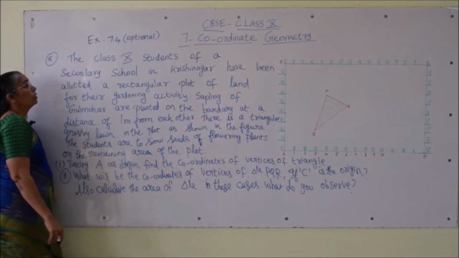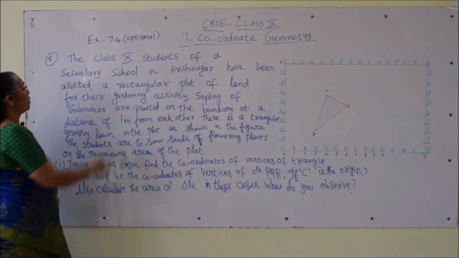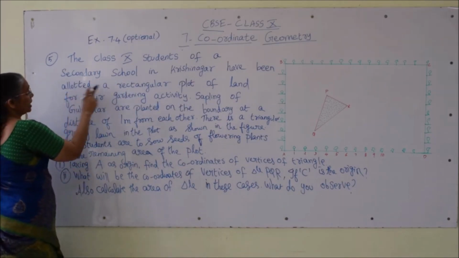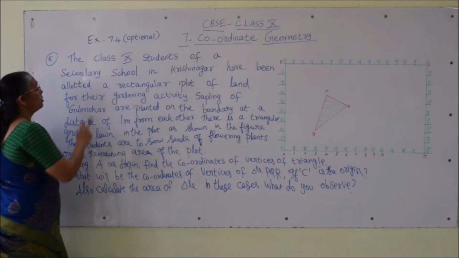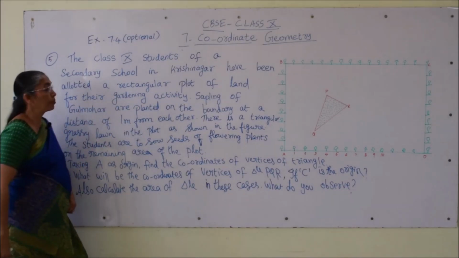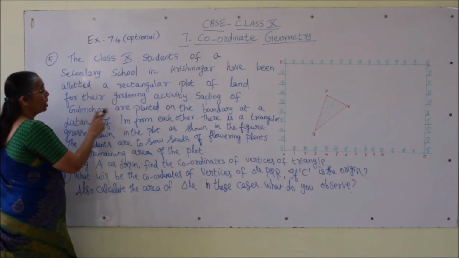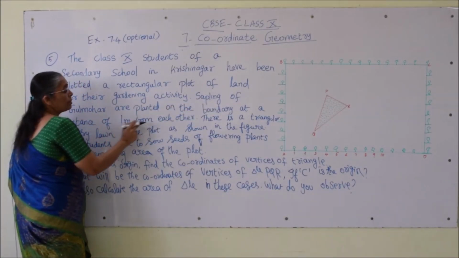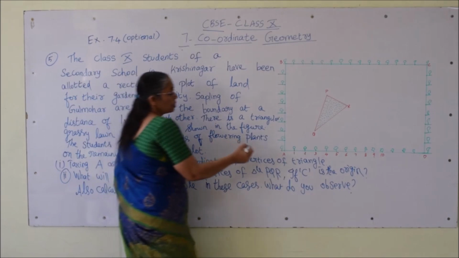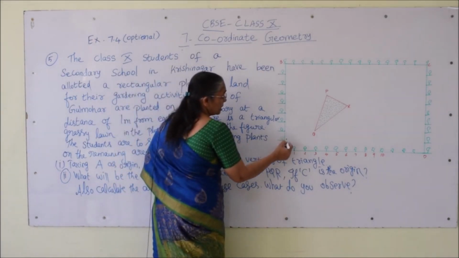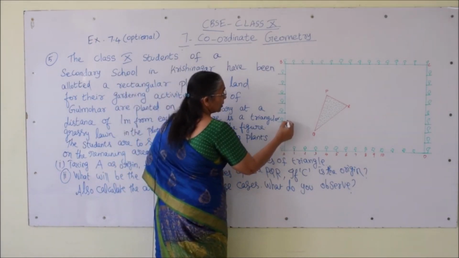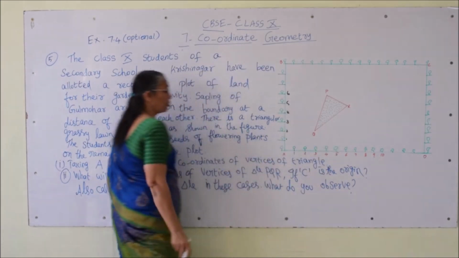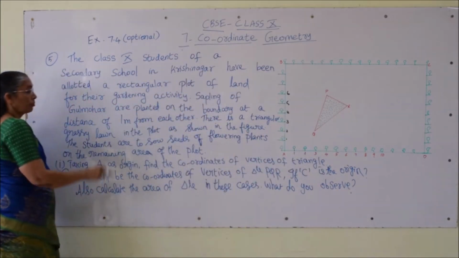Fifth problem: the class 10 students of a secondary school in Krishnanagar have been allotted a rectangular plot of land for their gardening activity. Saplings of gulmohar are planted on the boundary at a distance of 1 meter from each other. So, these are all planted at a distance of 1 meter from each other. So, I can mark it like this, even here it is marked 1, 2, 3, 4.